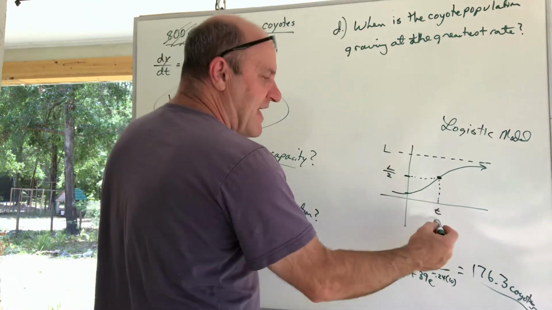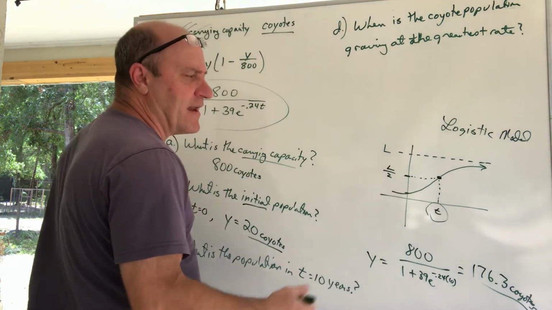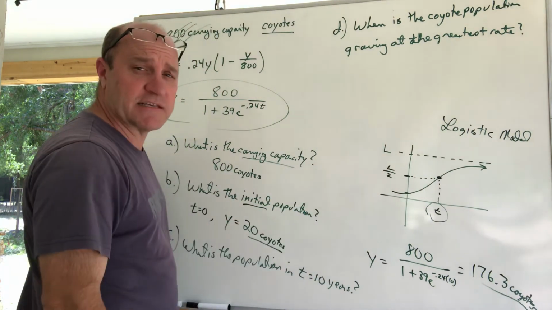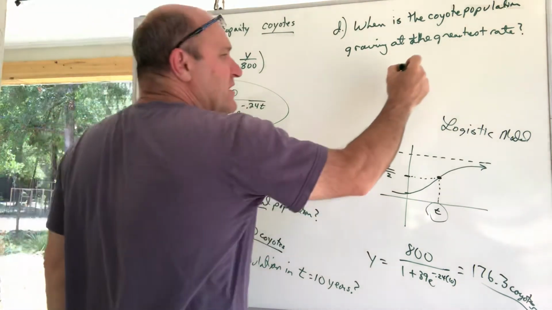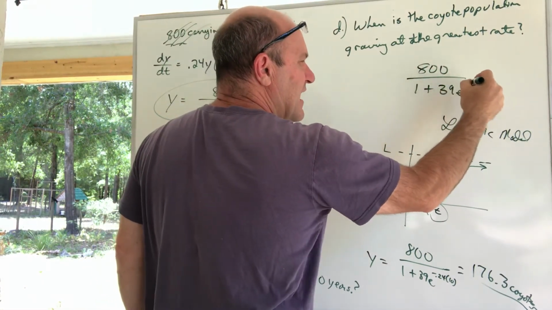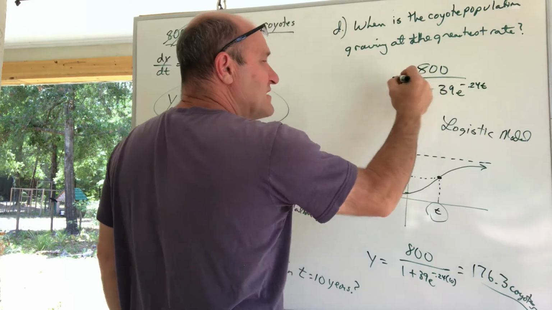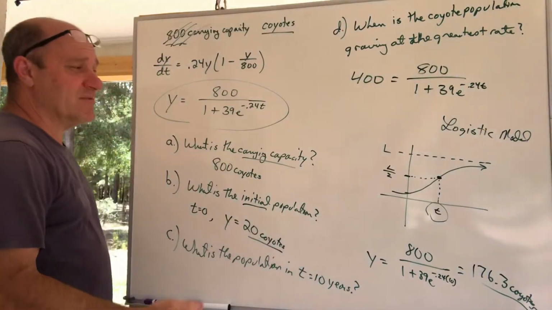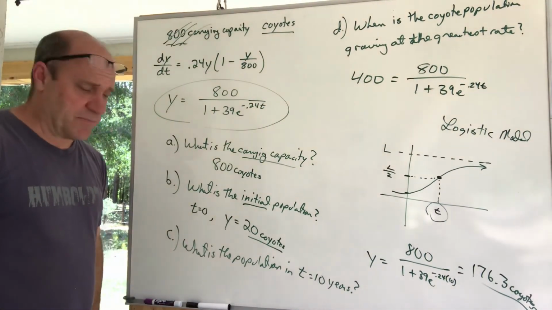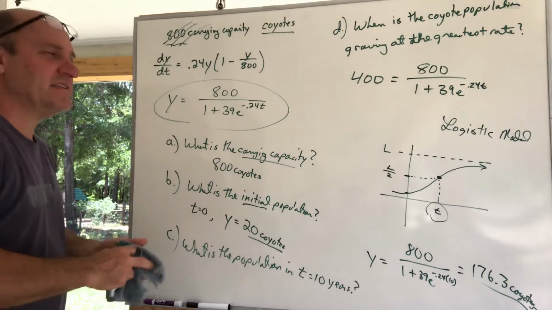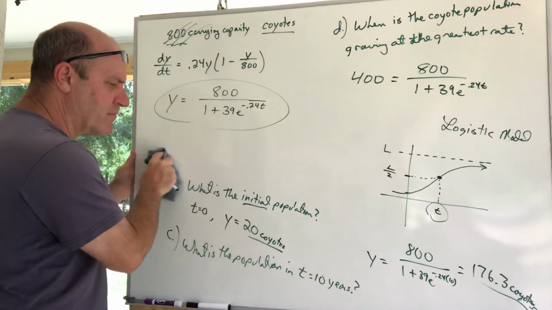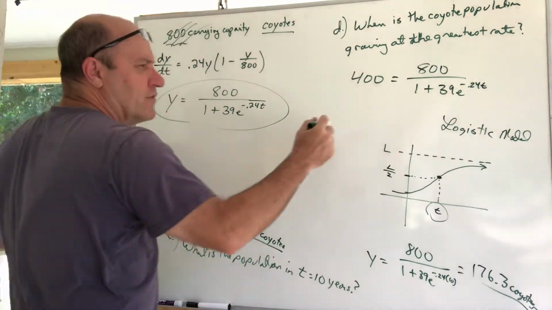I'm looking for the t value, and I already told you it happens when the y value is half the carrying capacity. So we take this equation, 800 over 1 plus 39 e to the negative 0.24t, and we set it equal to 400, half, and we try to find that time t. We do algebra. So it's easy. Let's do it. Let's see what we get.